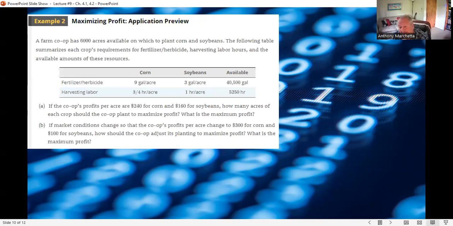And when it comes to soybeans, you need 3 gallons of fertilizer per acre. Notice corn takes more. I always mention little ideas in my head like that when you're looking at a table. And likewise, we need an hour of work harvesting for soybeans per acre. So it looks like it might take less ingredients like fertilizer, but it takes more labor, right? So we have kind of a funny crisscross going on here.